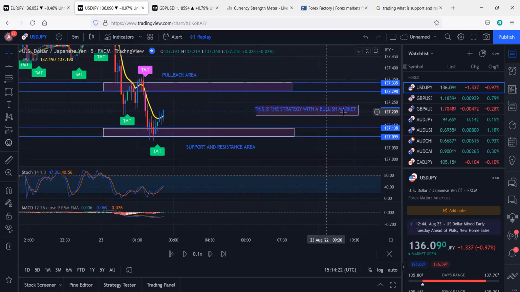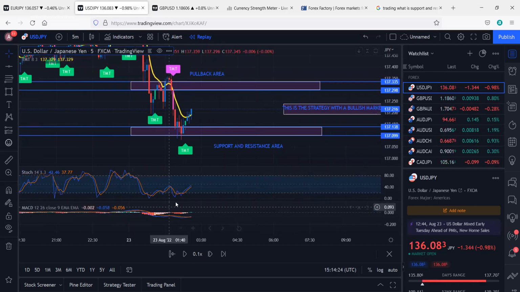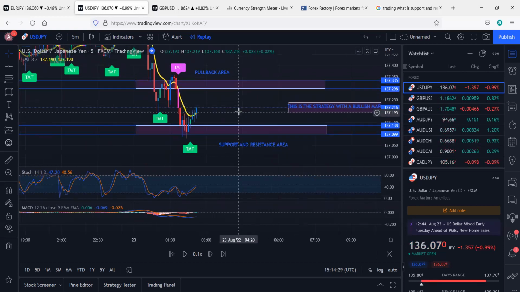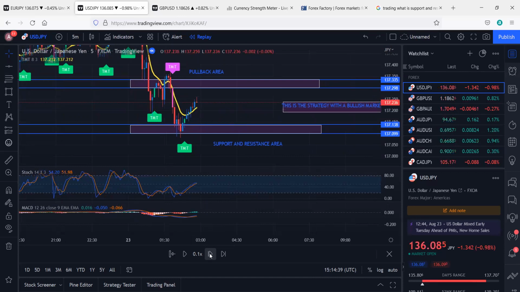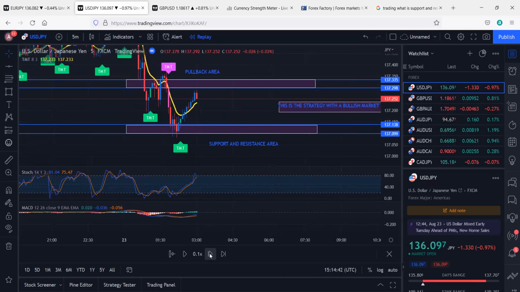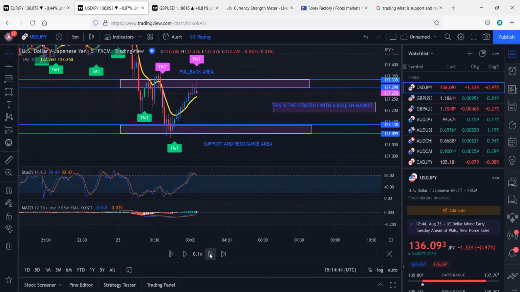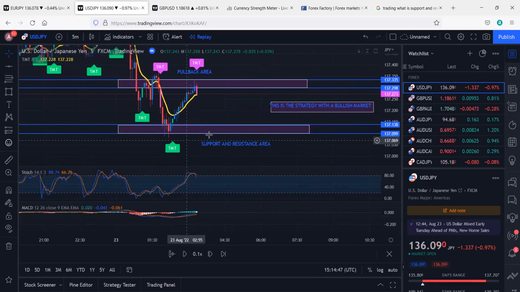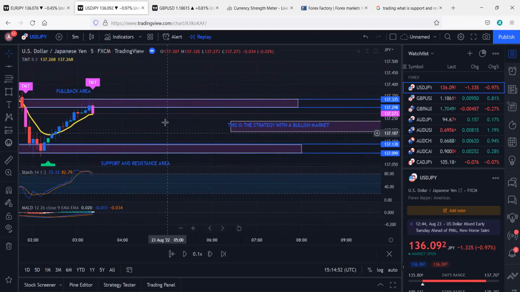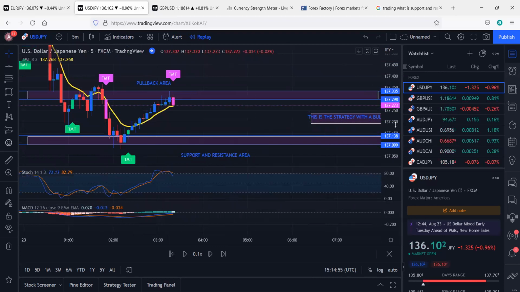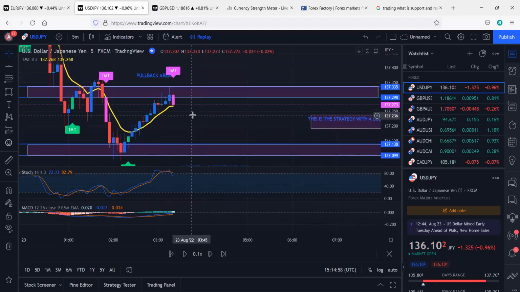When we look for bullish markets, we would like to see the market go oversold. Then I would like to enter my trade. Now let's see what the market does here, whichever it will hit first, my pullback or my support or resistance. Let's head into the future. There we go. As we can see, the market hit my pullback area first.